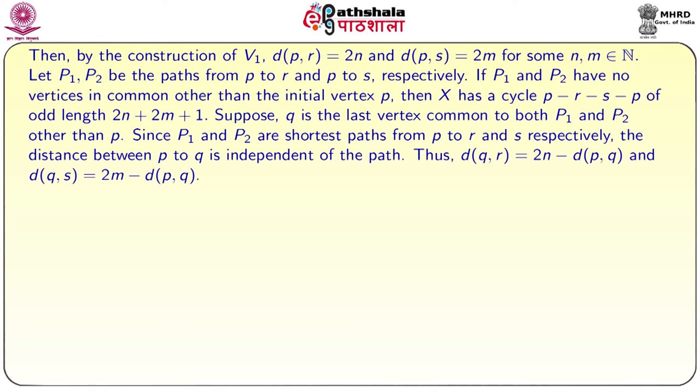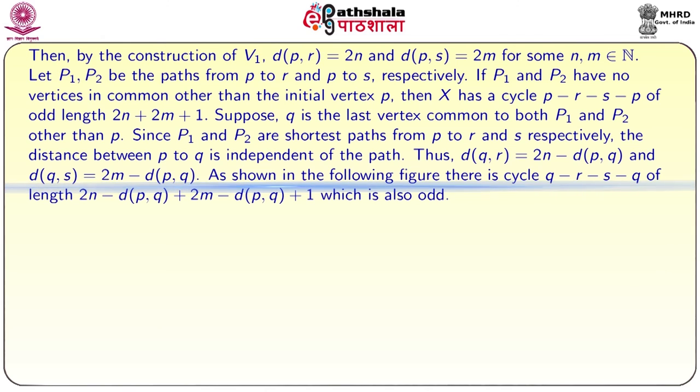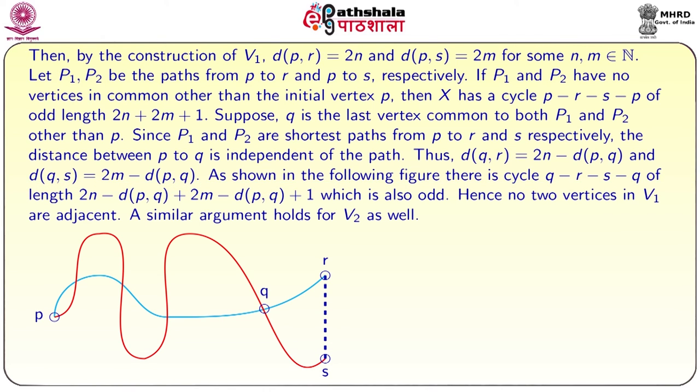So, suppose Q is the last vertex common to both P1 and P2 other than P. Since P1 and P2 are the shortest paths from P to R and S respectively, the distance between P and Q is independent of the path. Thus, the distance from Q to R is equal to 2n minus d(P, Q) and the distance from Q to S is equal to 2m minus d(P, Q). As shown in the following figure, there is a cycle Q to R to S then again to Q of length 2n minus d(P, Q) plus 2m minus d(P, Q) plus 1, which is also odd.